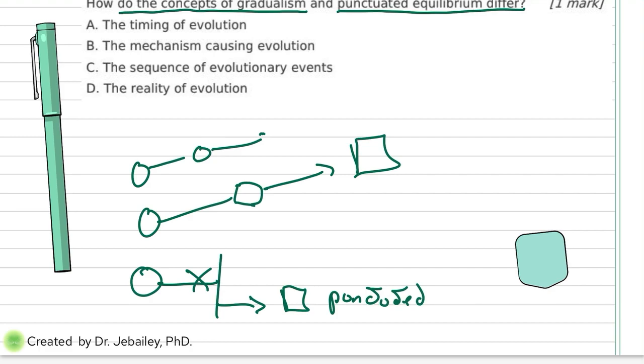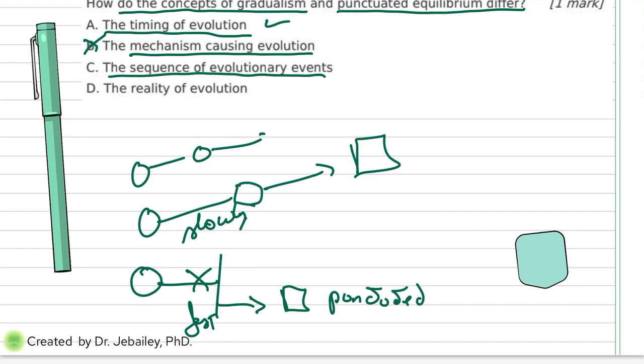So what's the difference between them? The time of evolution? Possible, because this one is very fast and this one is slowly happening. The mechanism causing evolution? The mechanism is the same. You're changing the species. So no. The sequence of the evolutionary events, that could be also, so I'm going to keep it up here. The reality of evolution? No, the reality doesn't matter. So we're stuck between the sequence of evolutionary events and the timing of evolution.